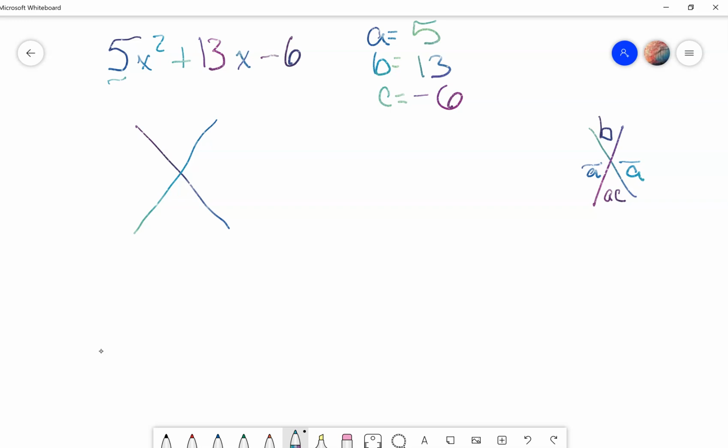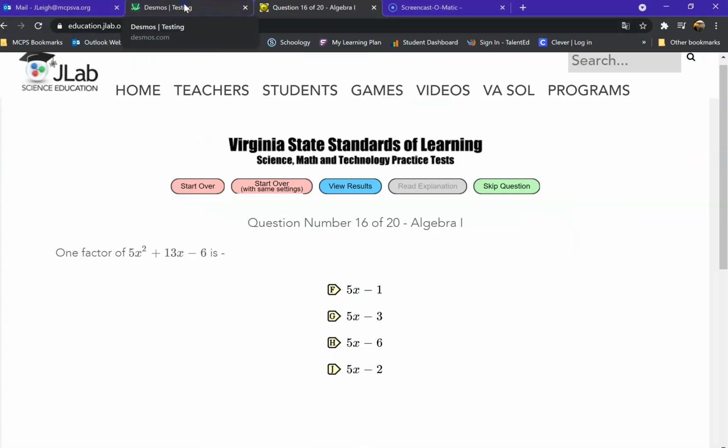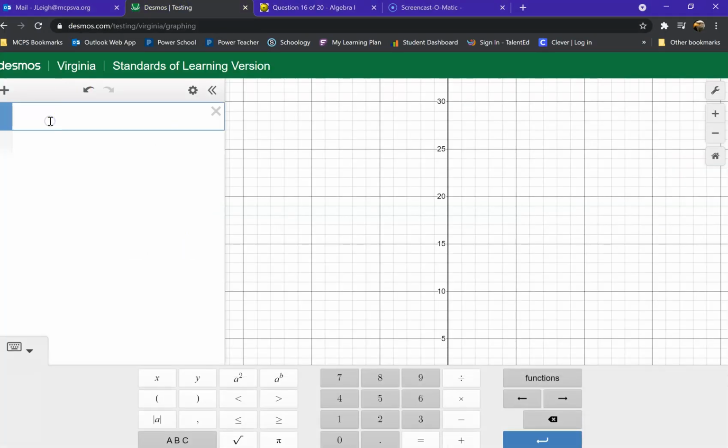So A times C, 5 times negative 6, is negative 30. B is 13. And we're going to divide each of those by A, which is 5. So now I'm going to go to Desmos. And we need to figure out what factors go into 30 and add together to give you 13. So I'm going to do negative 30.